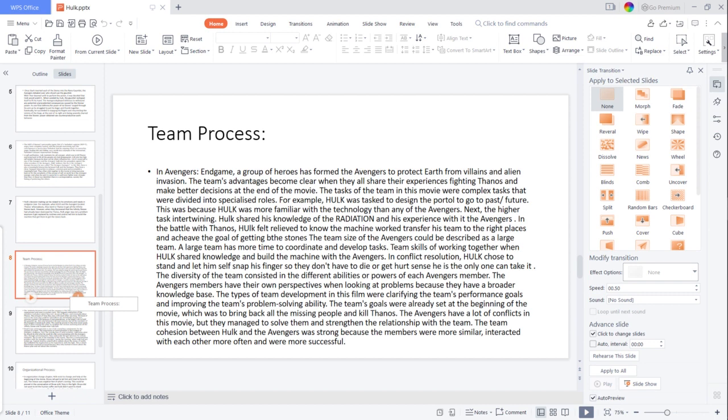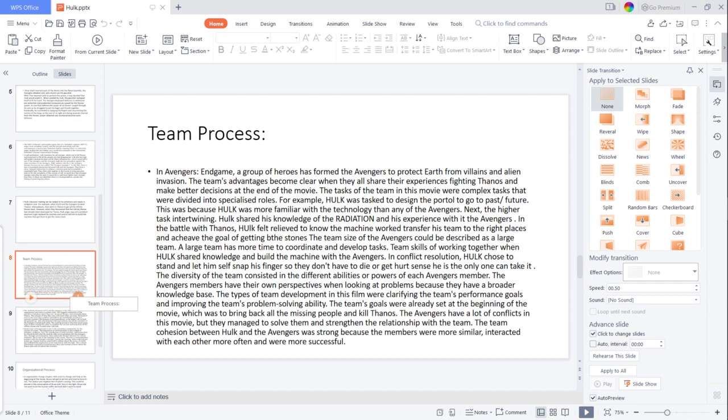Next to the higher task and interaction, Hulk shared knowledge about radiation and quantum physics, and helped express it to the Avengers and the team in the meeting. A large team has more time to coordinate and develop tasks. Team skills: working together when Hulk shared the knowledge to build the machine and the gauntlet with the Avengers.